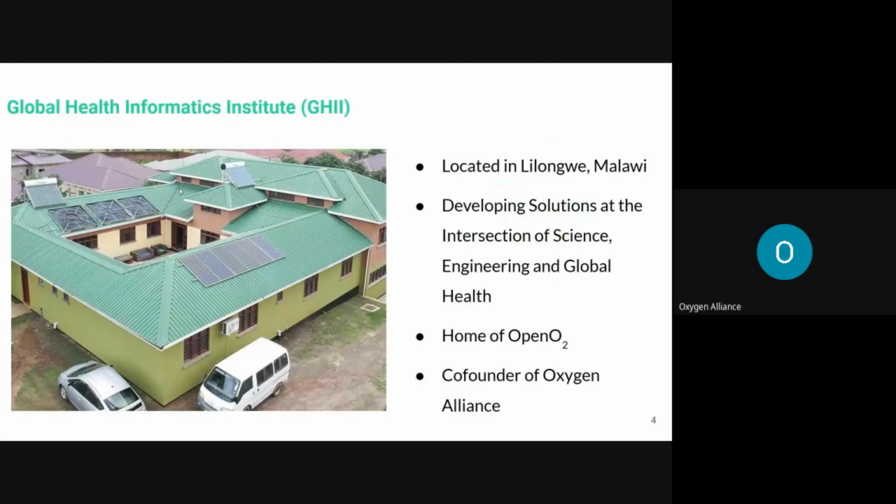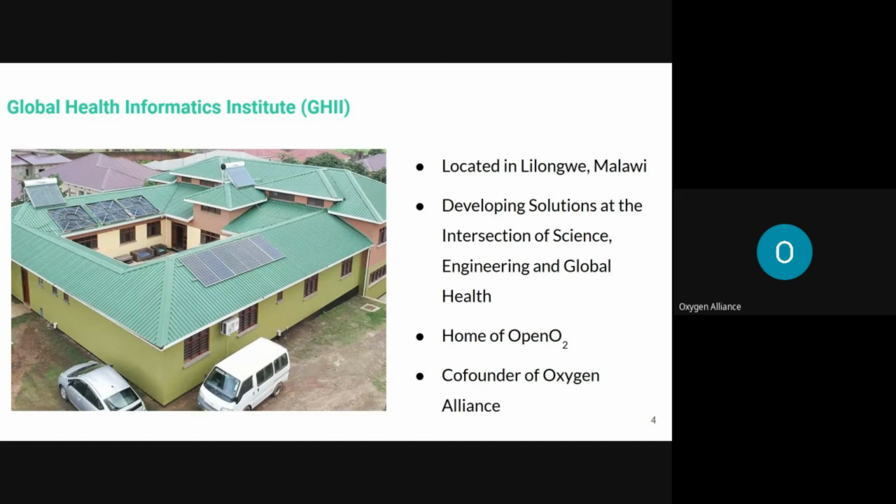To give a bit of a background, the Global Health Informatics Institute started its work in 2015, but we were formally incorporated in 2020. In 2021, when the COVID pandemic hit, a lot of things were affected and we weren't spared. This forced us to move into the biomedical engineering space. Previously, our main focus was to develop solutions at the intersection of science, engineering, and global health. But when the pandemic hit, we had to also jump into the biomedical engineering space.